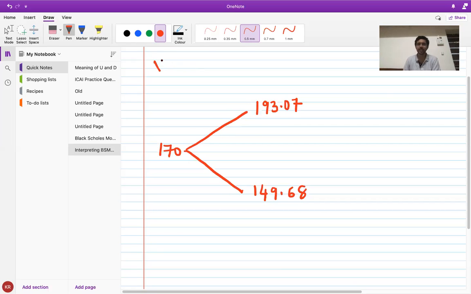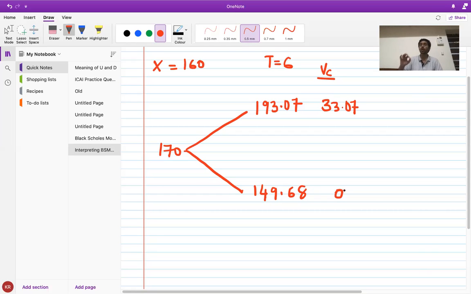The strike price that we have is 160. If we calculate the payoff of the call option, which I denote as VC, the payoff of the call option at t equal to 6 is 193.07 minus 160, which is 33.07. And the payoff of the call option on the downside will be 0.